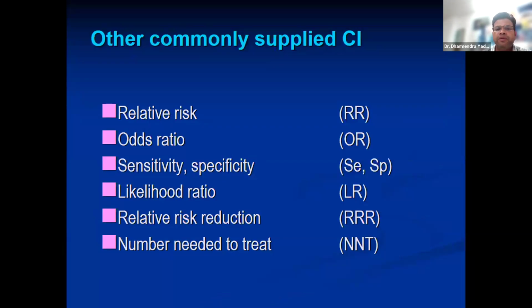Okay, so the other commonly supplied confidence intervals are relative risk, odds ratio, sensitivity, specificity, likelihood ratio, and number needed to treat. They all come under the confidence interval. We can calculate the confidence interval for these kinds of sampling statistics.